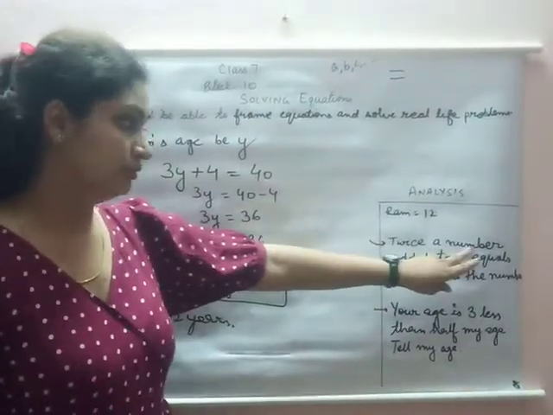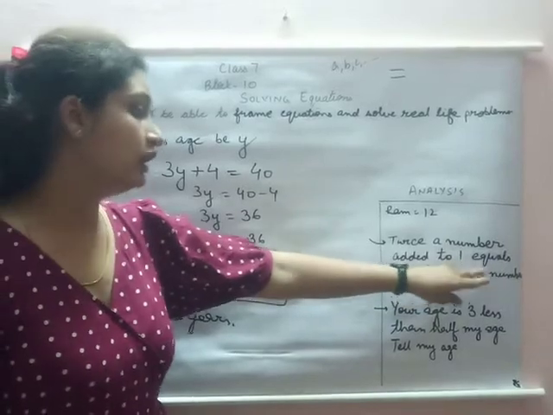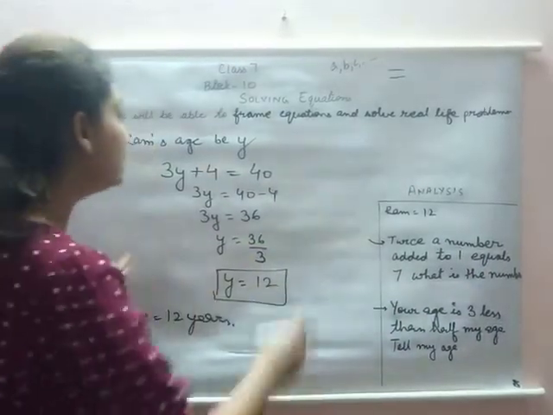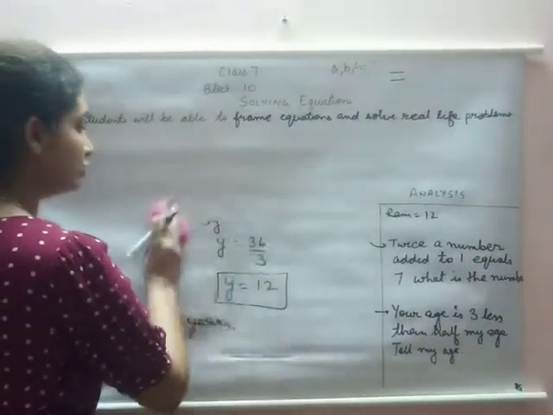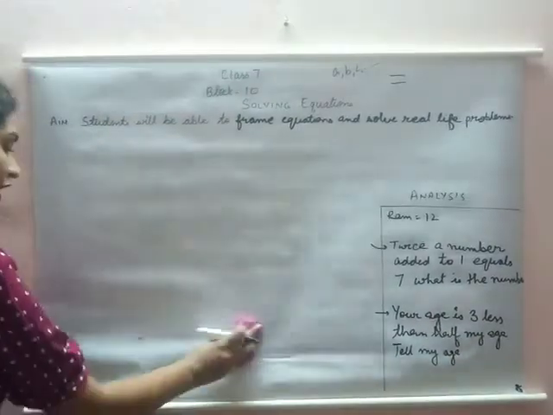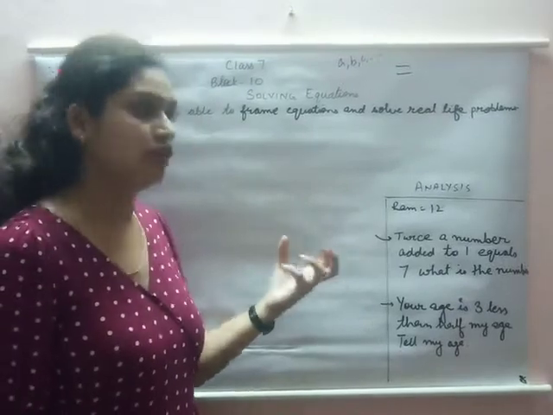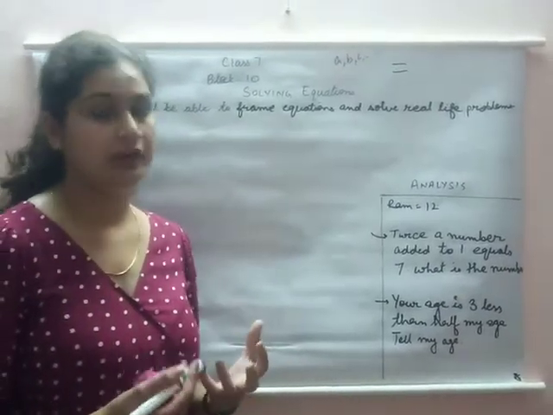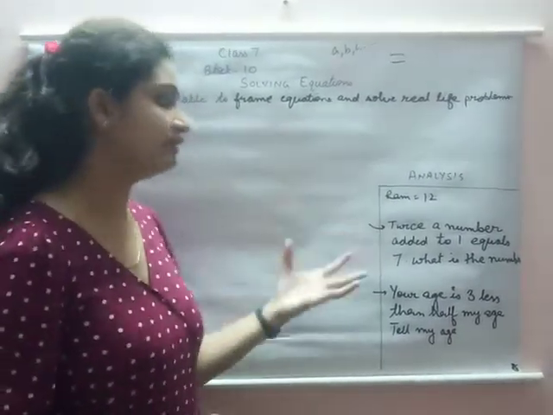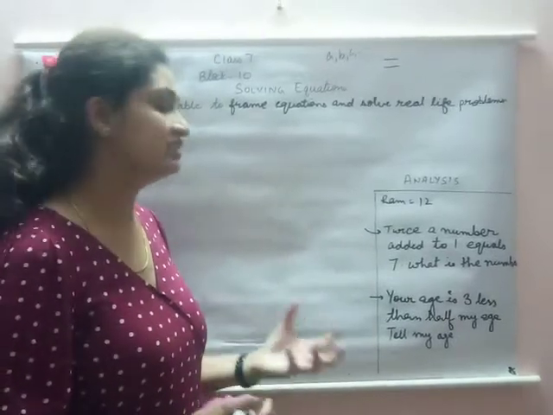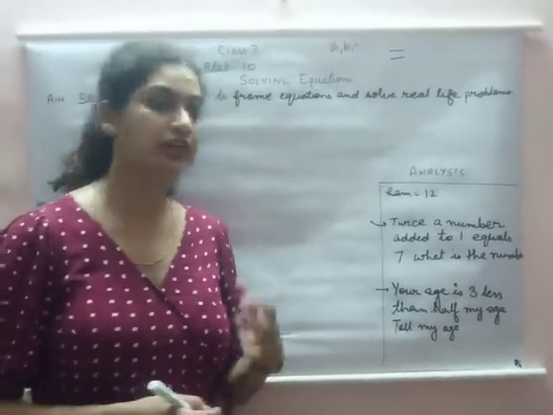Twice a number added to 1 equals 7. Read the question thoroughly 2-3 times so that you can frame the equation. I know initially you will have some difficulty, you will not find yourself comfortable framing the equation, but practice makes a man perfect. So please practice these questions again and again, read the question thoroughly again and again.